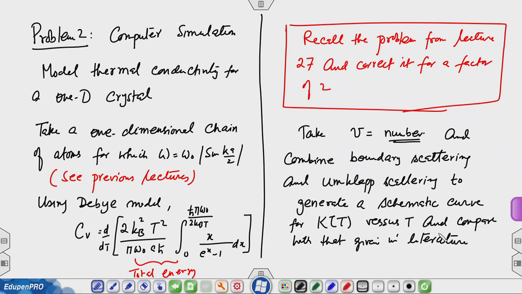In the literature, what you are given is for 3D material. I'm just asking you for 1D, but that's okay. General features would come out if you do it for 1D. Once you do it for 1D, you can also do it for 3D, and you will find that it matches quite well, and you can play around. And I just want to point out that it is a log-log plot in the literature. So you've got to plot a log-log plot. So let me see how you go about doing it.